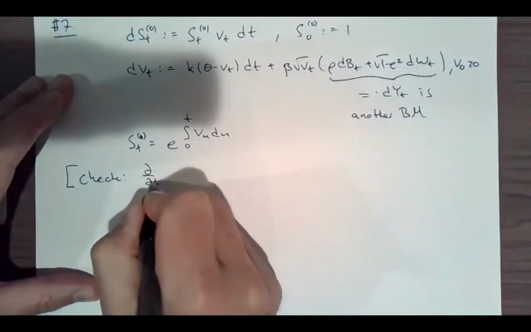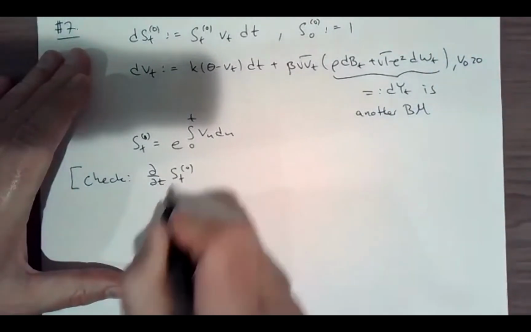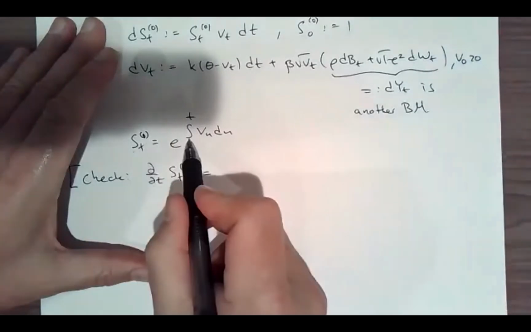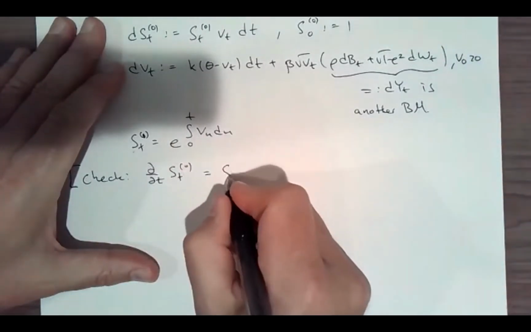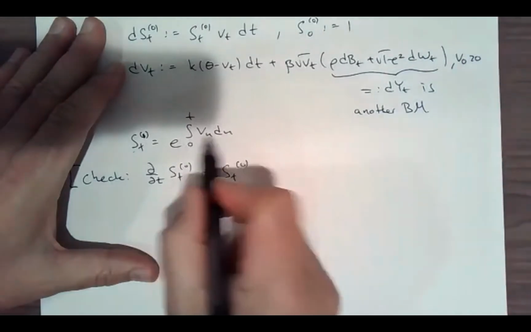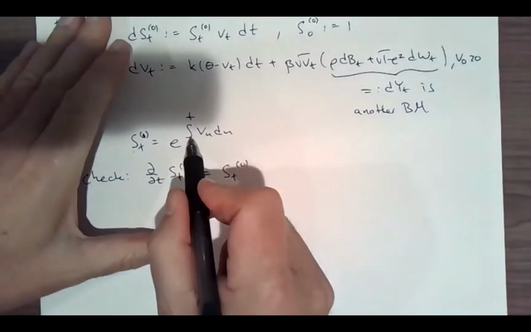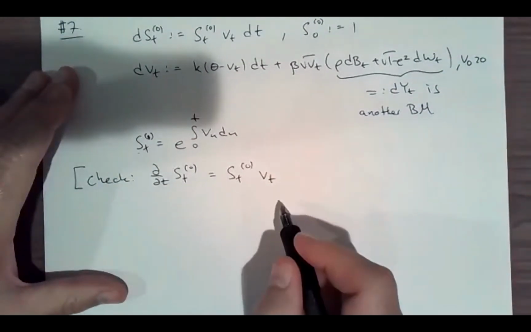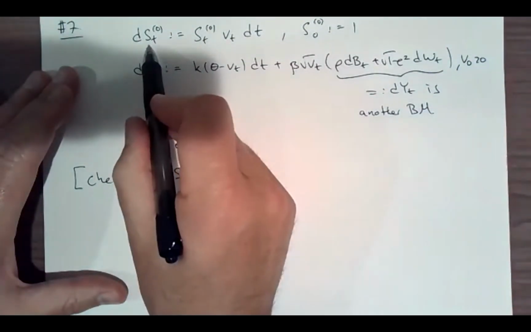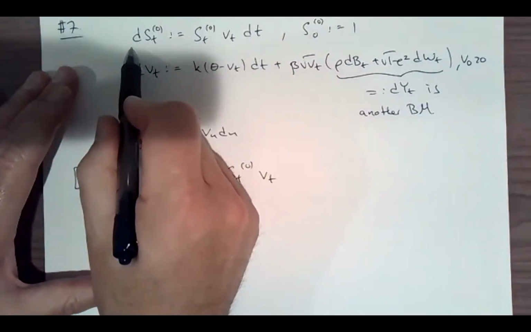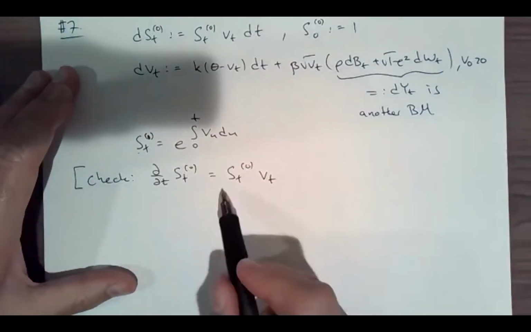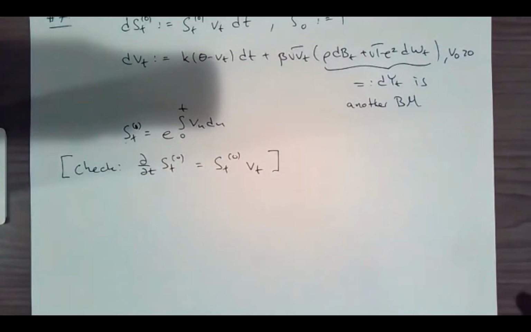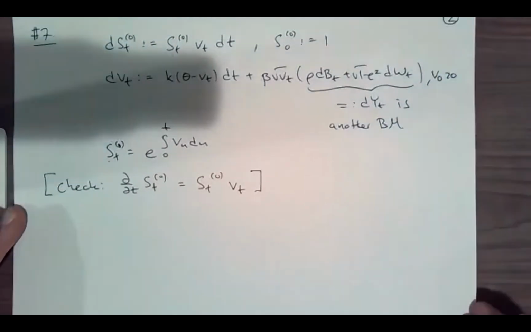You just compute the derivative with respect to t of S_t^0. Then you will get the derivative of an exponential, that's the exponential itself, times the derivative of what's inside. The derivative of this integral with respect to its upper limit is going to be V_t. So that's what you have up here. You move the dt over to the other side, and you get exactly what's on the right-hand side. Any questions on this part?